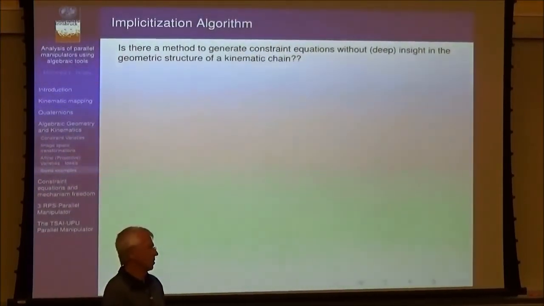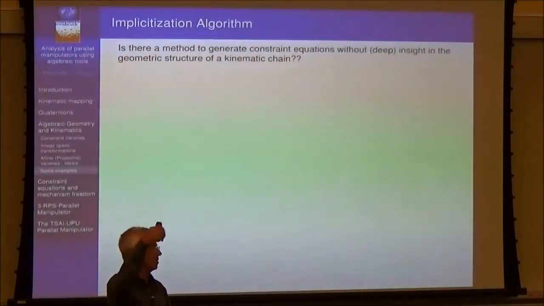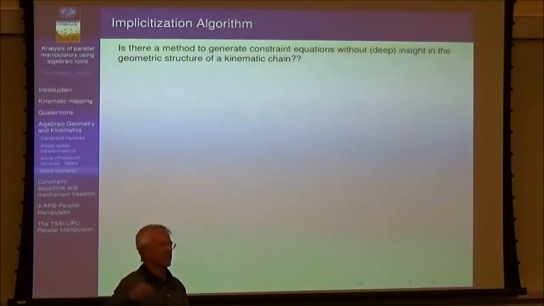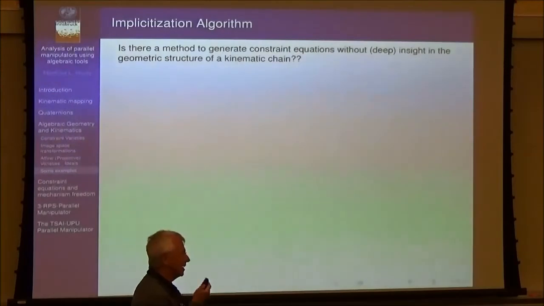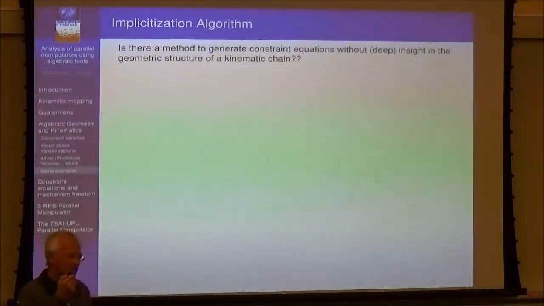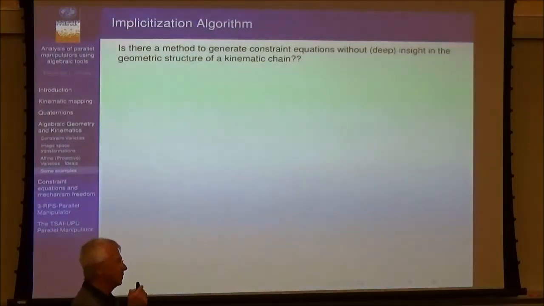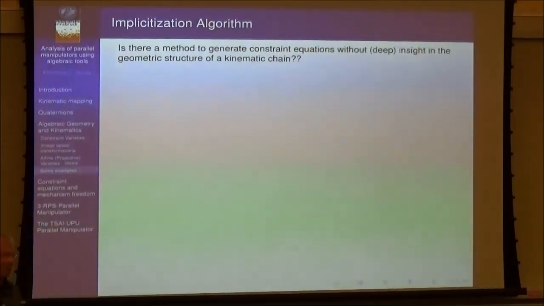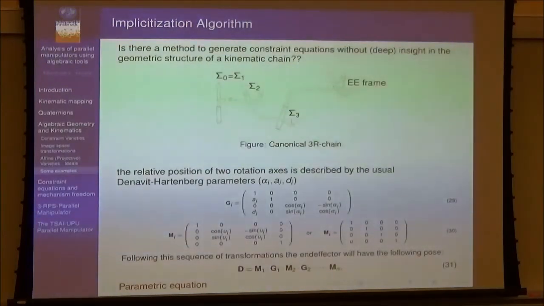Think of chains which have a U-joint, a prismatic joint, a spherical joint, and you want to find out what are the constraint equations. And the answer is essentially yes. There is an algorithm, but this algorithm is not so simple to understand, but I will try to explain it to you in a simple example.